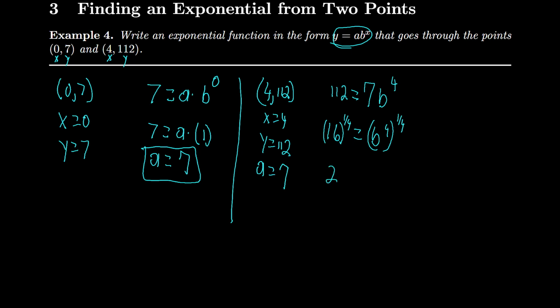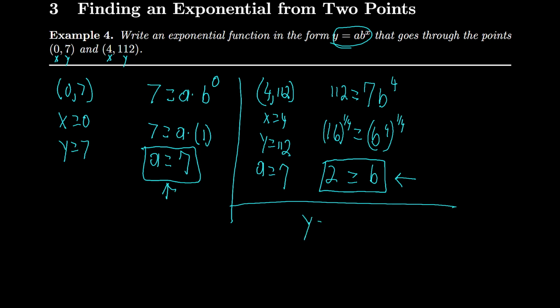2 times 2 is 4, times 2 is 8, times 2 is 16, that's 4 times. And then when you raise a power to a power, you multiply. So 4 times a fourth is 1, that's b to the first power, which is b. So our b must be 2. So what we wanted to do was write the exponential function in this form. So now let's put together both of these pieces of information to see what's happening here.